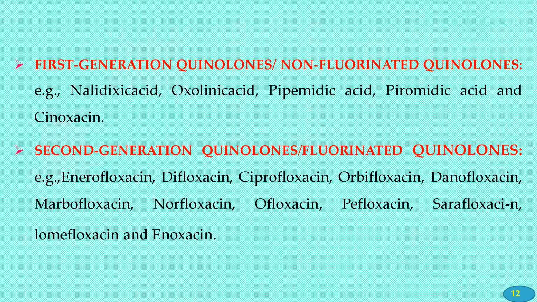The examples of this category are enrofloxacin, the number 1 drug at present. It is used very commonly in veterinary practice. Then also followed by difloxacin, ciprofloxacin, orbifloxacin, then danofloxacin, marbofloxacin, then of course norfloxacin, ofloxacin, pefloxacin, then sarafloxacin, then levofloxacin and enoxacin. All these are the second generation fluoroquinolones or second generation quinolones.